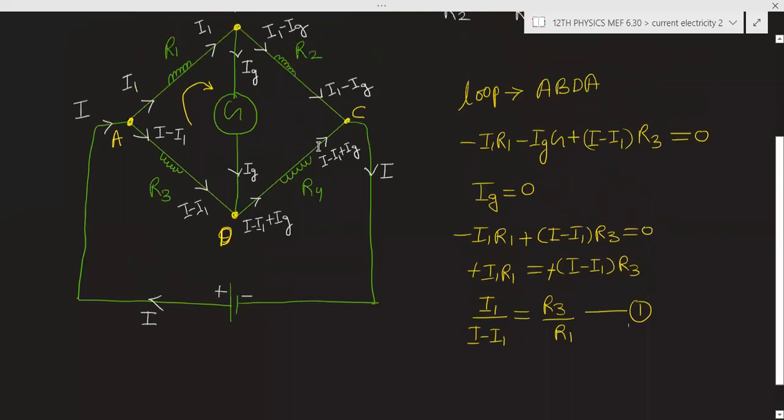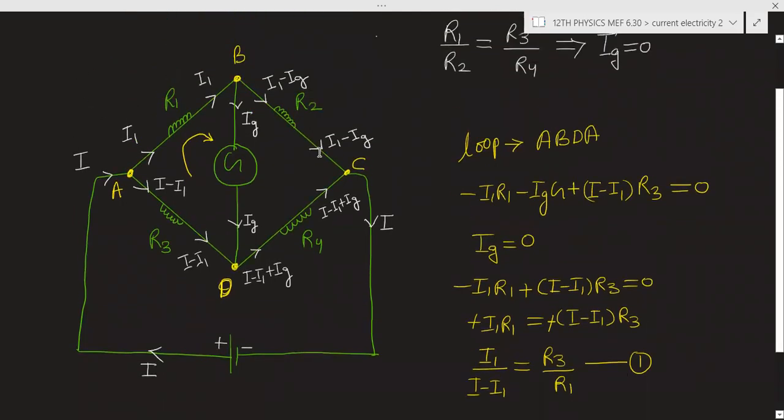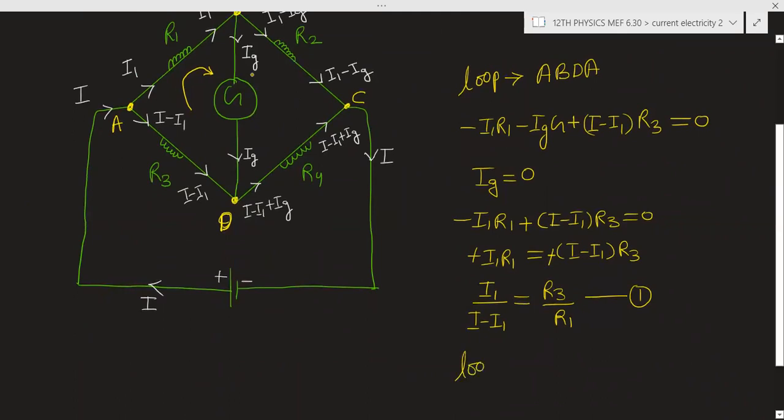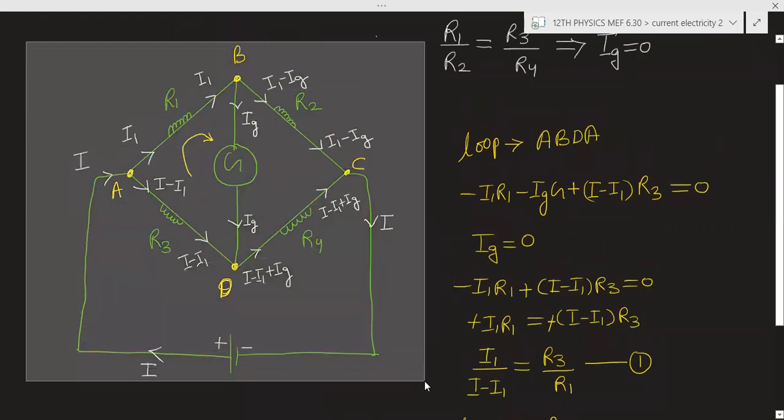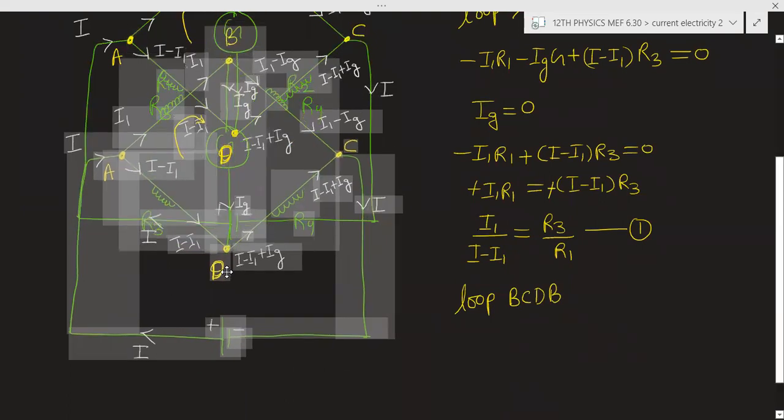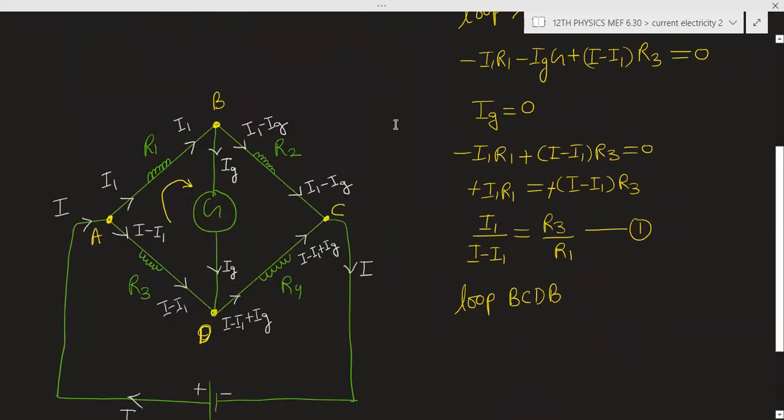This is looking complicated, but not complicated when you are 100% focused on this. So we are choosing B, C, D, B. This loop I am choosing. So just see this. And when you are moving from B to C, there is only one resistance, and there will be only one voltage. And the voltage will be I minus IG into R2.